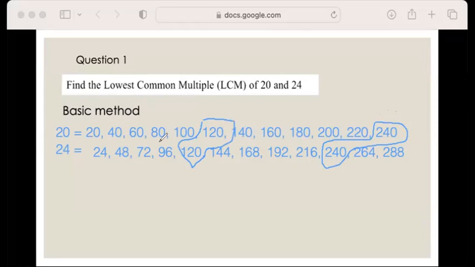Right. But of that, the lowest common multiple, the lowest one, is 120. 120 is the lowest common multiple of both 20 and 24. Right. So this is what we mean by lowest common multiple: a multiple of two numbers which is common to both and is the lowest.